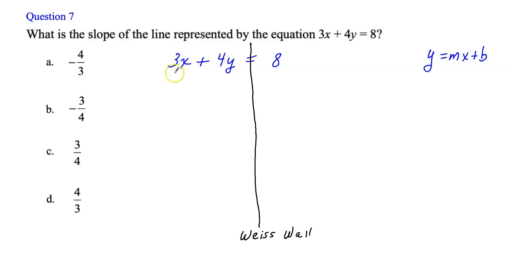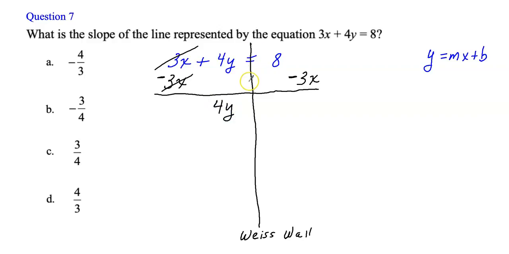So I need to make this go to 0. So I'll subtract 3x, because 3x minus 3x goes to 0. But what you do to one side of the wall, or the equation, you have to do to the other side. So I subtracted 3x from both sides. Now 3x minus 3x, that goes to 0. So I drop this off. I bring down my 4y, bring down my equal sign. At this point, I have 8 minus 3x.